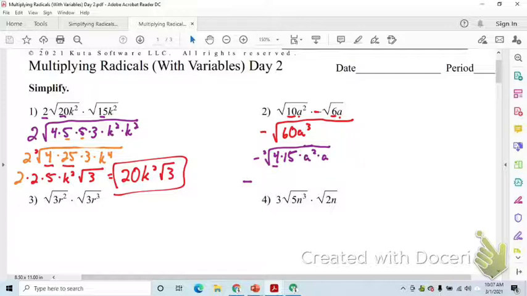What is the square root of 4? 2. What is the square root of a squared? a. And then I have the root. I'm going to put 15a in there because you can't do anything with the 15 or the a inside the square root. So this is our simplified radical, just like that. So I'm going to go ahead and do this.